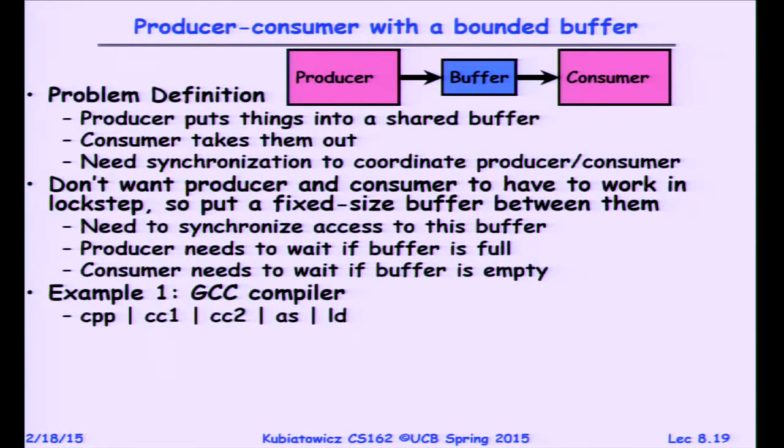Okay. By the way, a good example that's not a Coke machine is what you just saw with pipes. Here's an example where in the GCC compiler, the C preprocessor produces stuff that gets used by the first and second passes of the compiler, and then the assembler and the loader. The C preprocessor is pushing stuff out that's getting input to CC1 and so on. That's a great example of a bounded buffer because it's a FIFO queue of finite size.